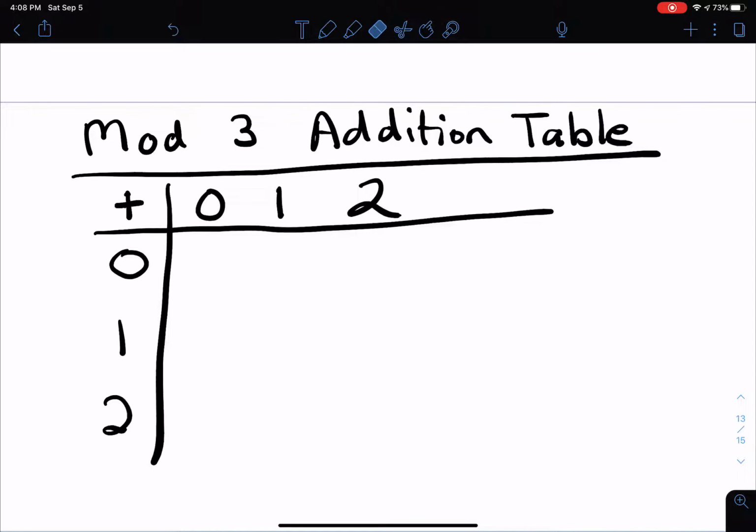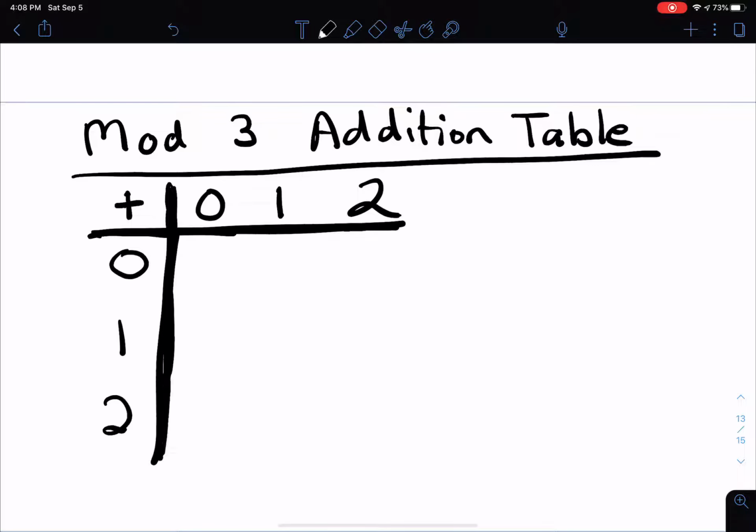I think I'll erase this tiny bit over here. It erases the whole thing. All right, so let me make that a little darker. Dealing with addition, we have to take these and add, and then figure out what the remainder is when we add them together in mod 3. So let's take 0 and 0.